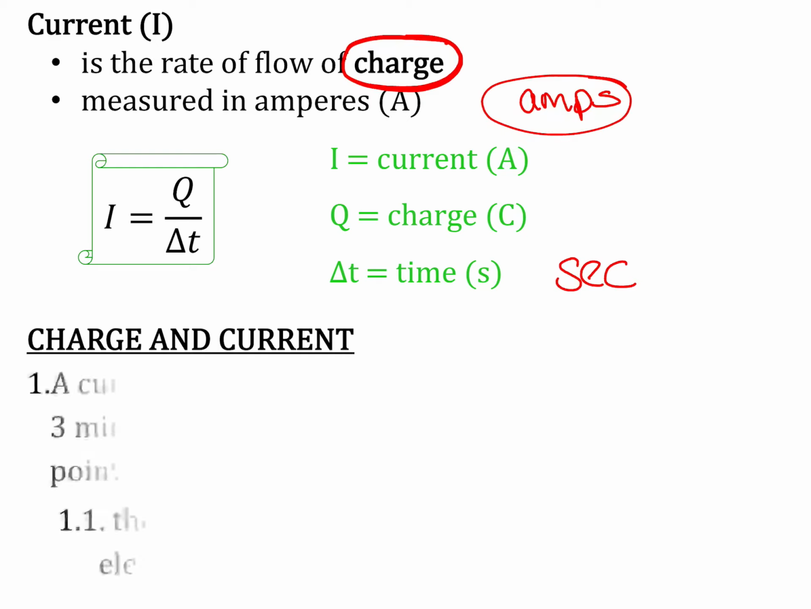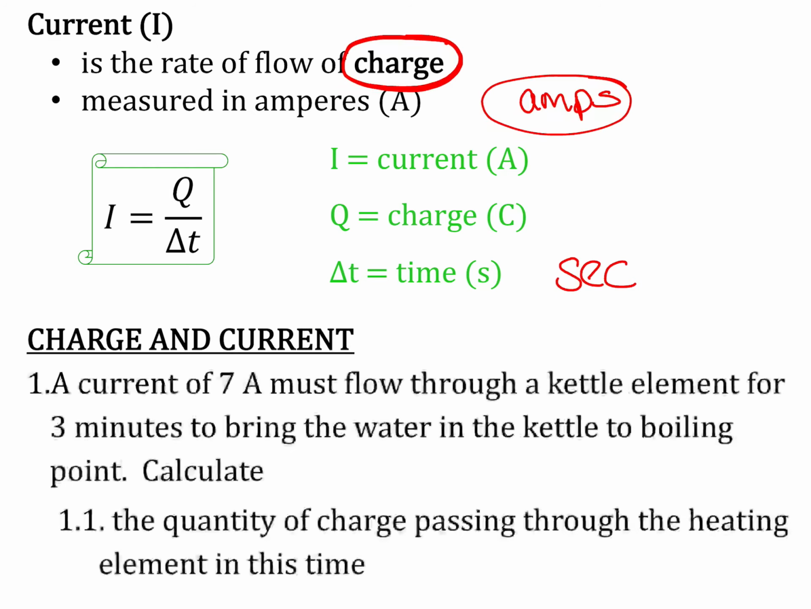So, charge and current. Here's a nice easy question. A current of 7 amperes must flow through the kettle element for 3 minutes to bring water to the boil, and then they ask you to calculate the quantity of charge. Guys, in this section, it's really important that you write down what you know. Once you write down what you know, it's easier to know which equation to use. Therefore, current, 7 amperes. Time is 3 minutes, but remember, we can't work in minutes, we have to work in seconds. So we times by 60. That's 180 seconds.